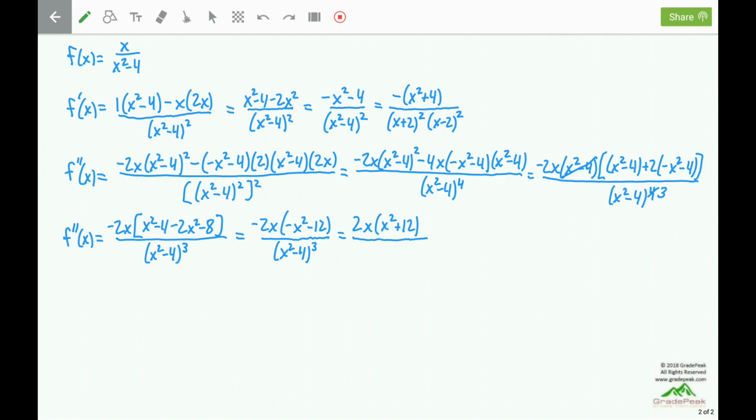In the denominator, we again have a difference of squares. It will factor into an x plus 2 and an x minus 2. This time the power on it is 3, so each of these will be to the power of 3. There's the version of the second derivative we're going to want. This does not factor any further because it's a sum of squares, so we leave it as is.